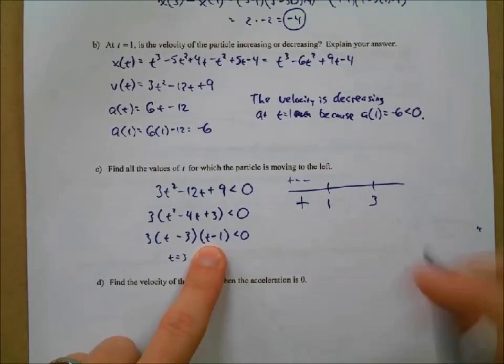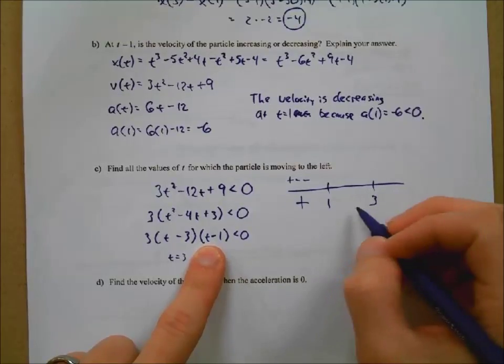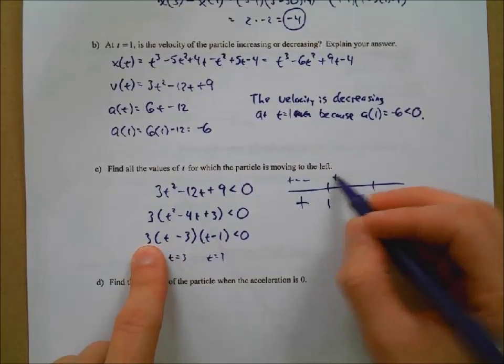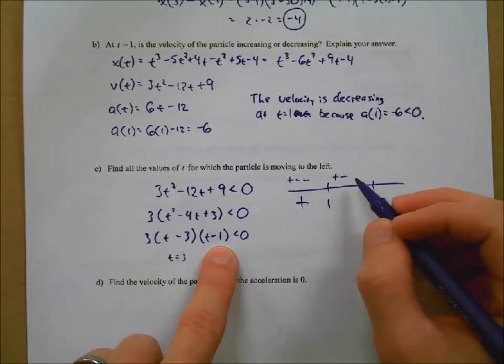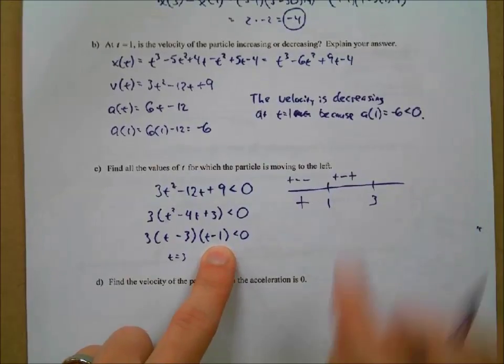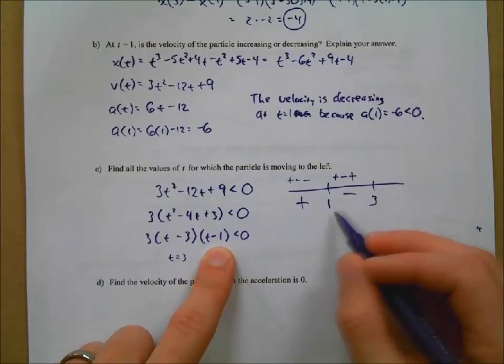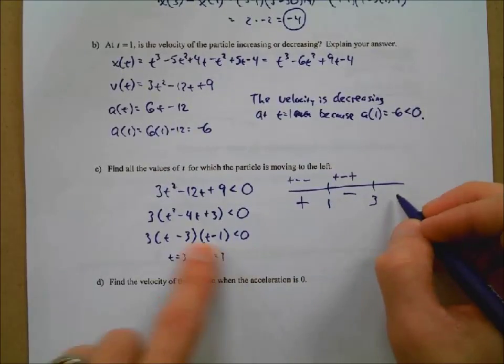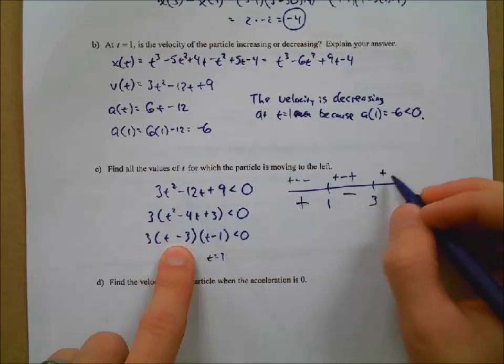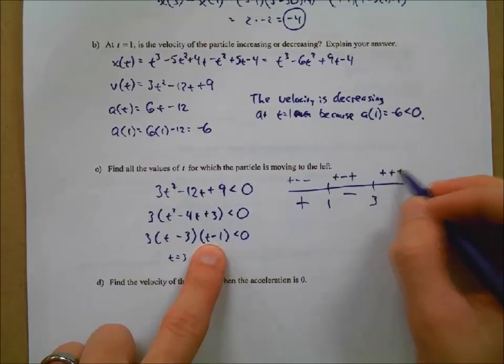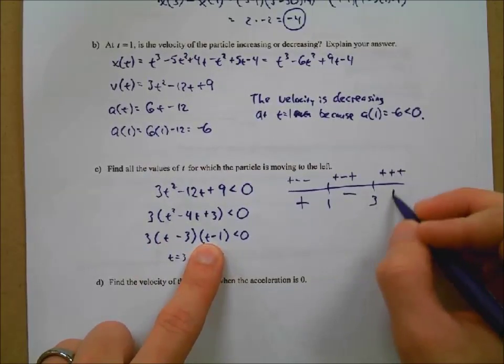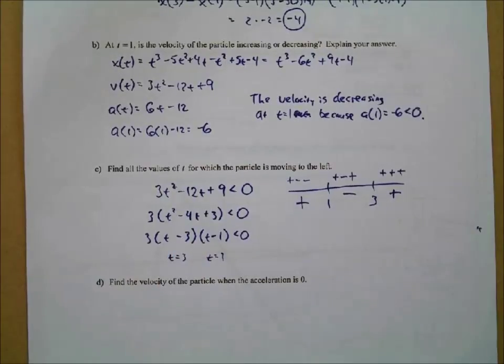Let's pick something in here. Let's do 2. 3 is positive, 2 minus 3 is negative, 2 minus 1 is positive. Positive times a negative times a positive is negative. Aha, so between 1 and 3. Let's try another, 4. 3 is positive, 4 minus 3 is positive, 4 minus 1 is positive. Positive times a positive times a positive is positive. So what are all the values of t for which the particle is moving to the left? Between 1 and 3.